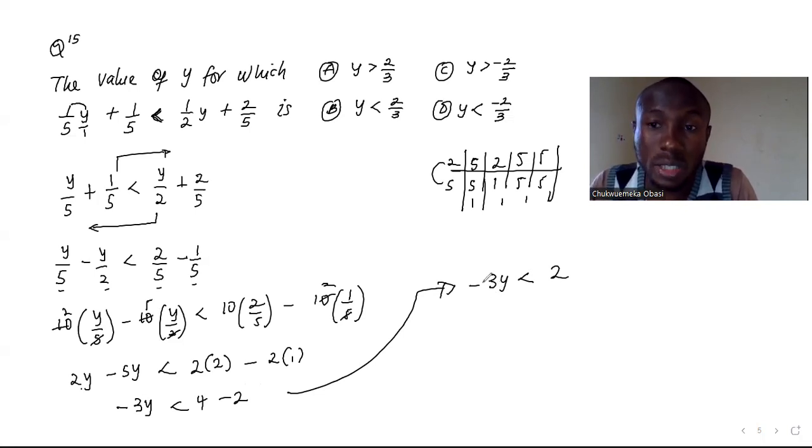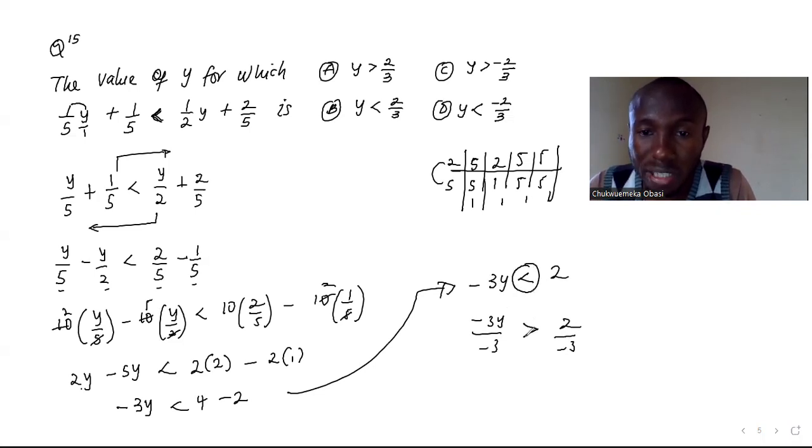So you want to divide both sides by negative 3. Remember, in inequality, when you divide both sides by a negative number, it reverses the inequality. So we have minus 3y divided by minus 3, and 2 divided by minus 3. So from less than, it's going to become greater than. Take note of that. So these guys will cancel out. So y is now greater than, of course, this negative sign will come up here. So you have minus 2 over 3. So that's our answer, and that is option C.